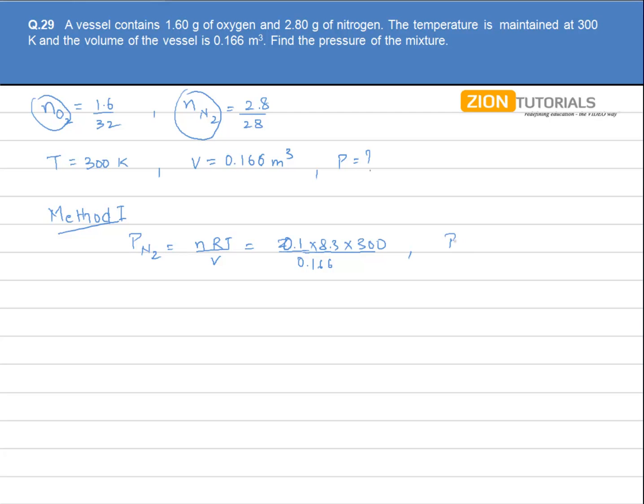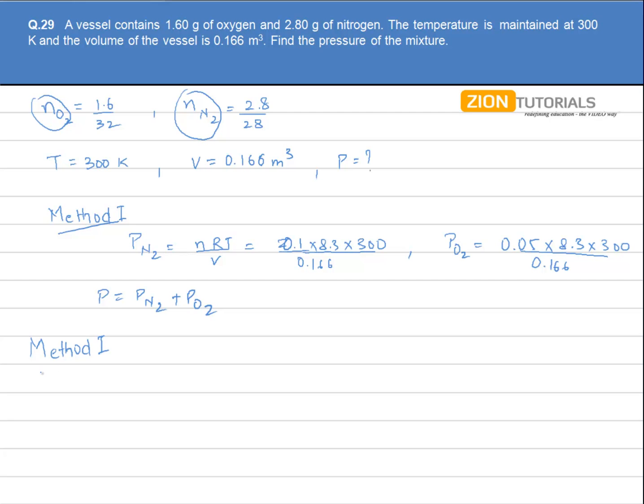Similarly, if I talk about PO2, the pressure due to O2, this would be equal to 0.05 into 8.3 into 300 divided by 0.166. So if we add, the pressure would be equal to PN2 plus PO2. Now this is one approach. The answer will be coming out to be the same.